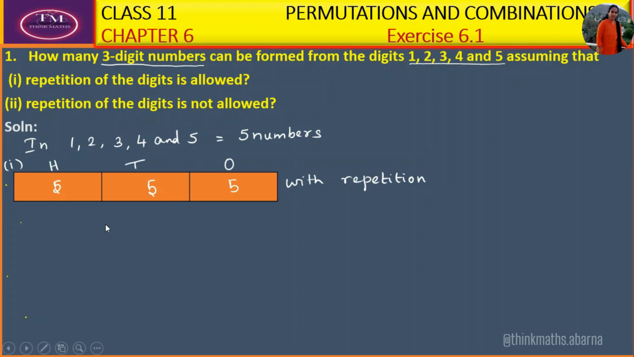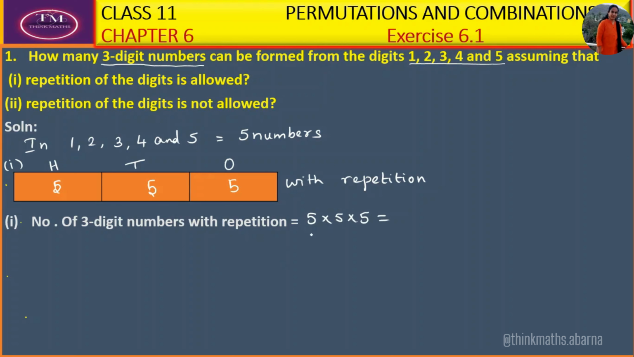So, by the fundamental principle of counting, the number of three-digit numbers with repetition is 5 into 5 into 5. 5 5s are 25, 25 into 5 is 125. This is the answer. Okay, clear? Very simple, isn't it?